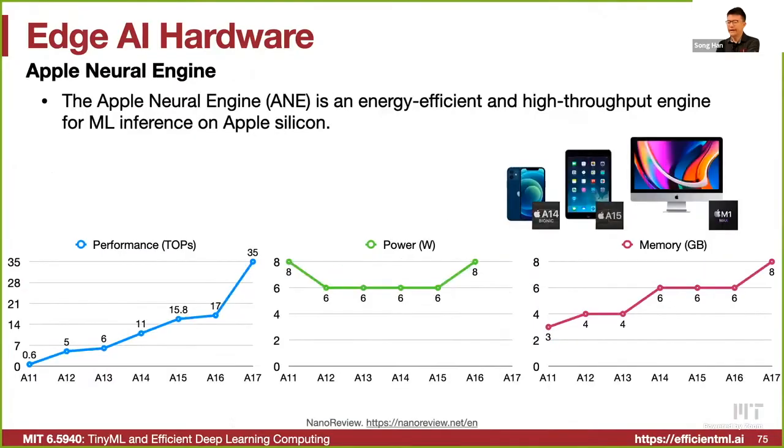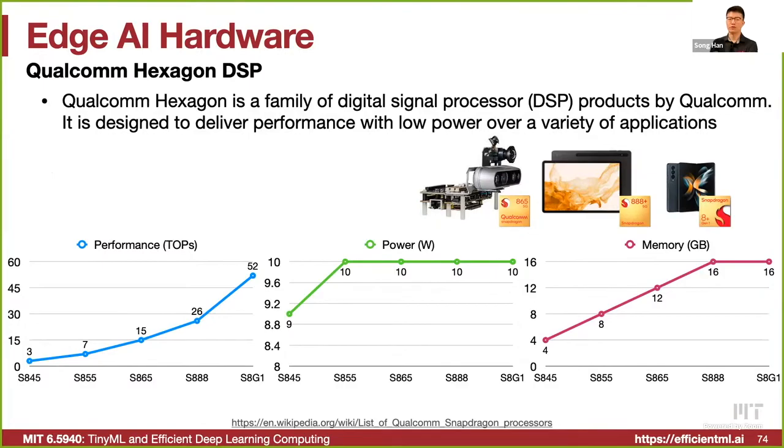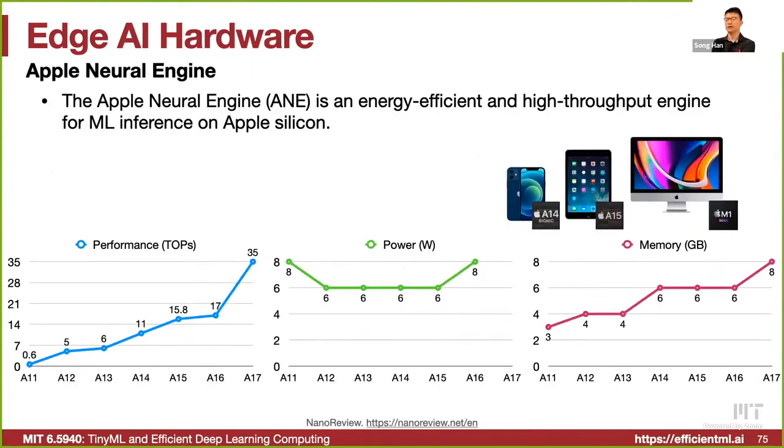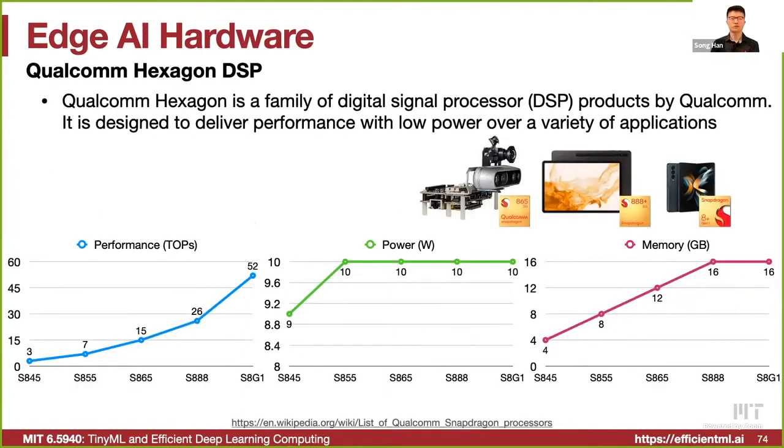DSP. Apple also offers the Apple Neural Engine, energy efficient and high throughput for machine learning applications. Similarly to the Qualcomm DSP, it's 35 TOPS per second. However, we should not just look at the peak performance, like 35 or 52. Can you conclude which one is faster, Apple or Qualcomm? Actually we cannot, because it's multi-dimensional.